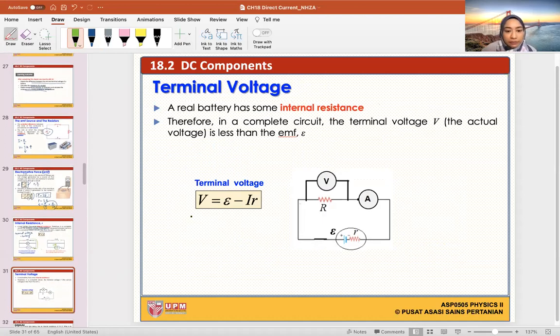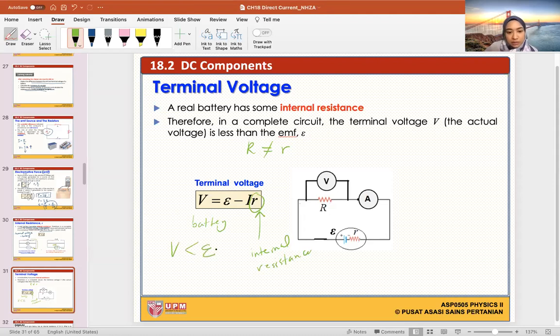Okay, so the terminal voltage, V battery, equals EMF minus internal resistance times current. Small r is called internal resistance, whereas capital R is the resistance of a resistor. So r is not equal to R. Capital R is the resistance of regular resistors, and small r is the internal resistance of your battery. So this is the equation. V is always less than EMF.